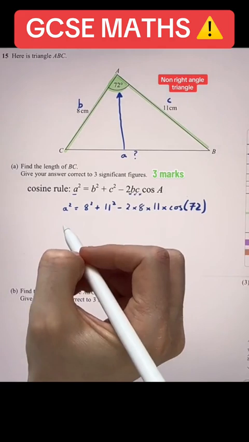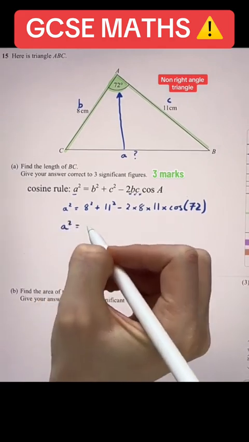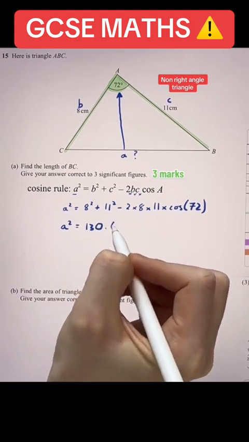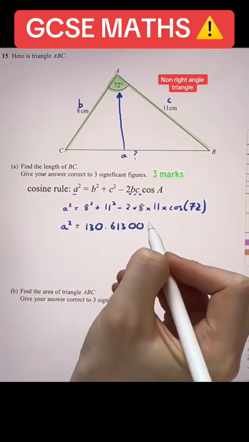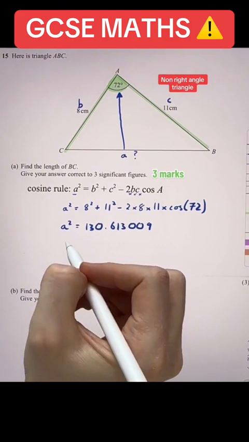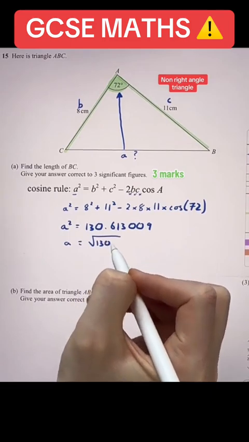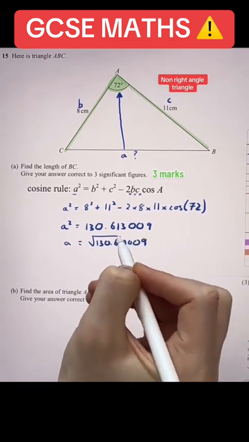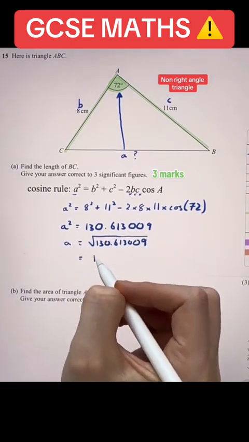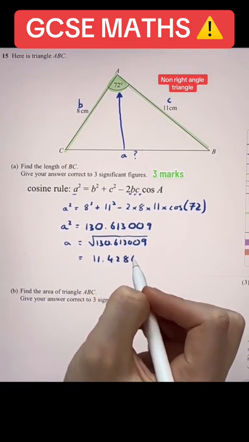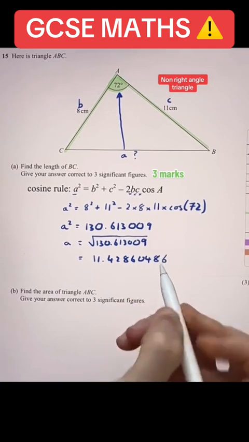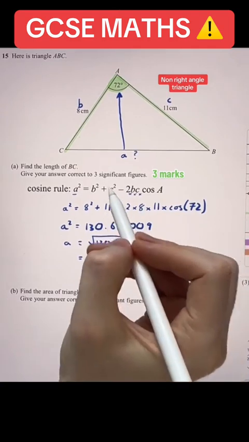Substituting everything on the right into my calculator, that leaves us with a squared is equal to 130.613009. That's a squared. As I want the length of a, the opposite of squared is the square root. So I'm going to square root my 130.613 number. And that equals 11.42860486. As I'm asked to give my answer correct to 3 distinct figures.